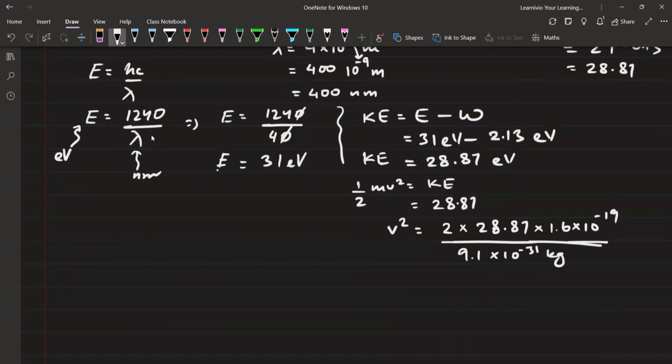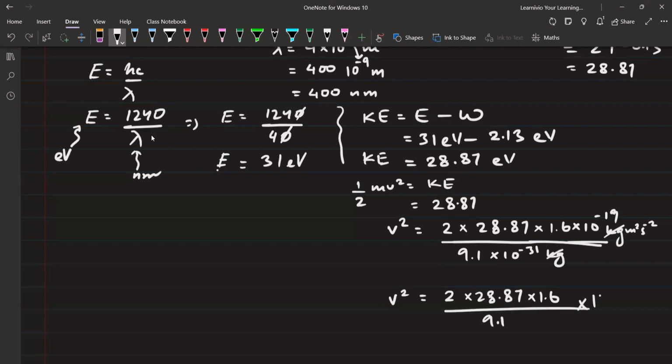Fine. So what will be the velocity? देखिए, यहाँ पे आपको क्या मिल जाएगा ना? This part, this is joule. And what is joule? Joule is kg meter square per second square. So kg and kg will cancel each other, and you will get velocity square is equal to 2 into 28.87 into 1.6 divided by 9.1 multiplied by 10 to the power minus 19 plus 31. Now meter square per second square, second inverse minus 2.